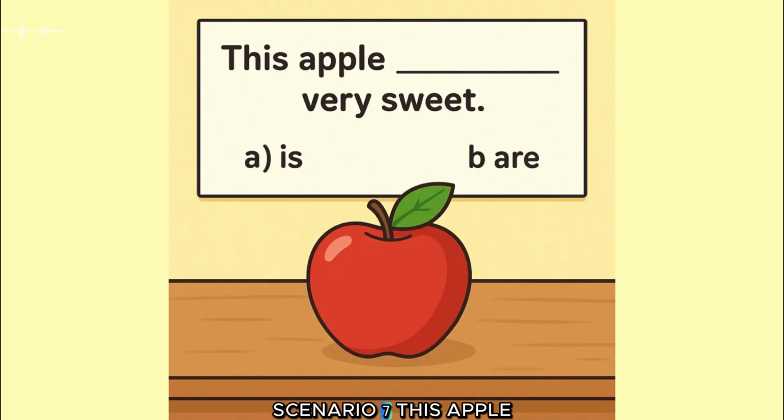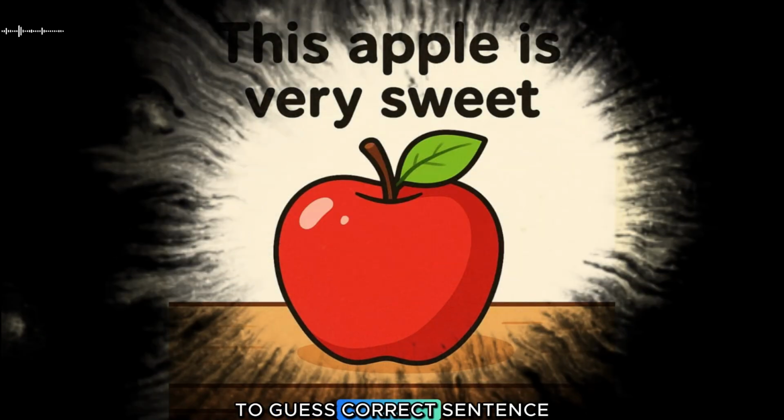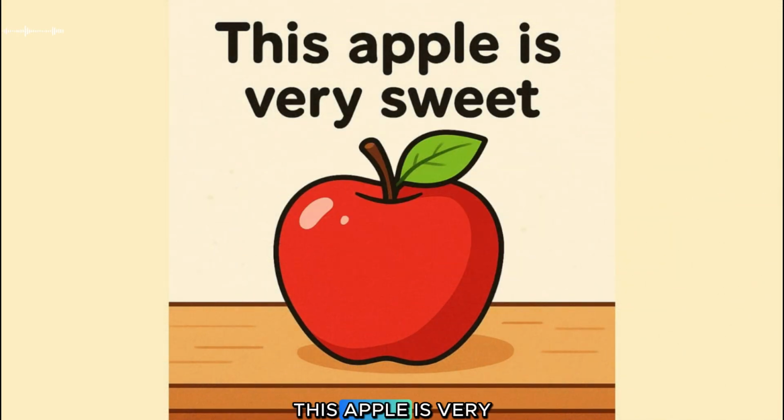Scenario 7. This apple blank very sweet. A: is, B: are. Take a few seconds to guess. Correct sentence: This apple is very sweet.